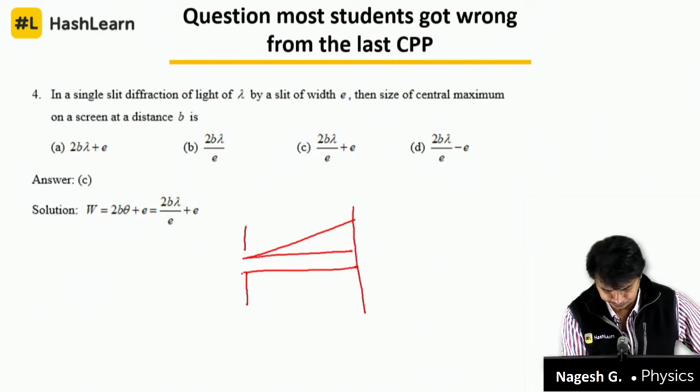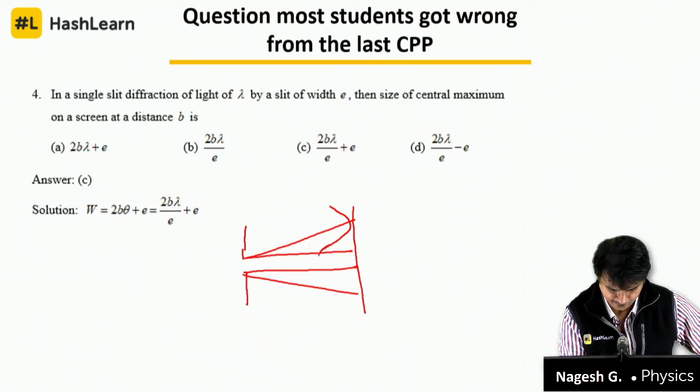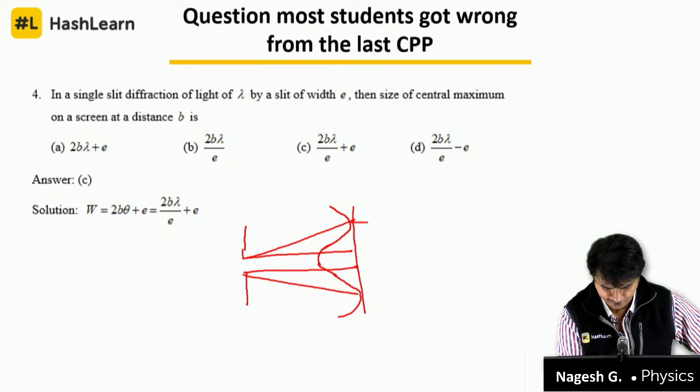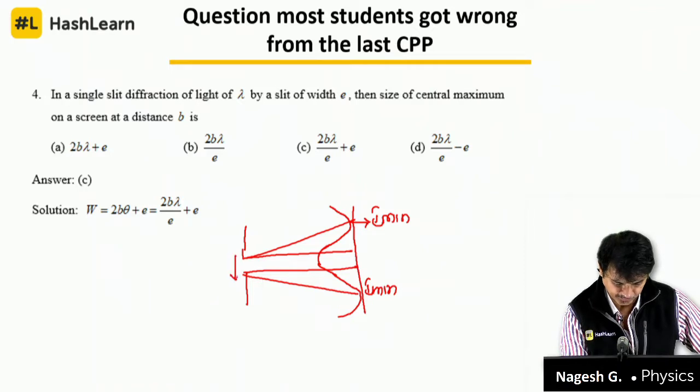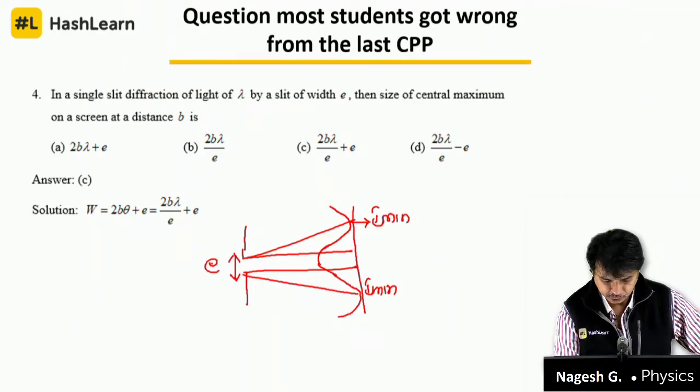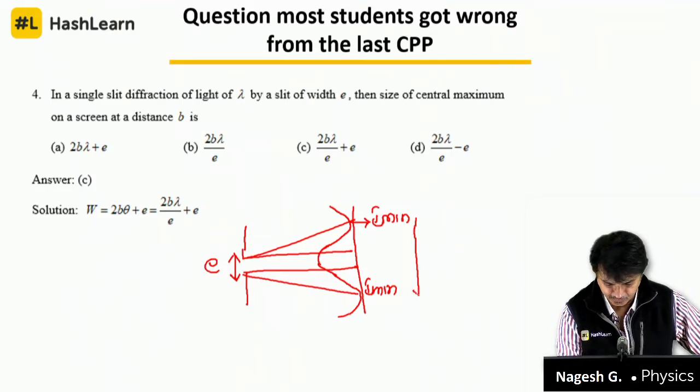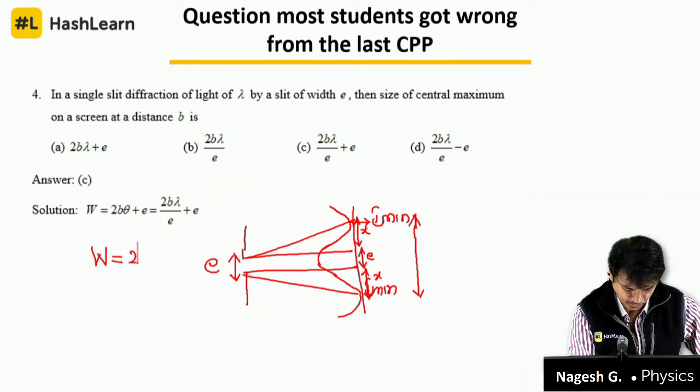I am plotting a figure. First minimum on either side of the central maximum, given that the slit width is small e, you are asked to find the width of the central max. The width of the central max in the figure is nothing but this e plus this x plus this x. So, W equals 2x plus e.